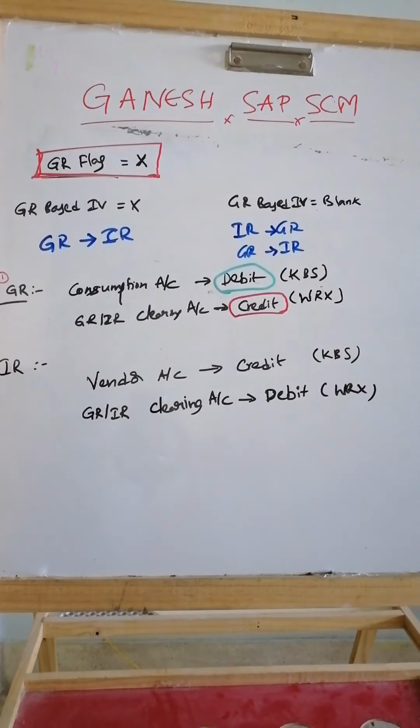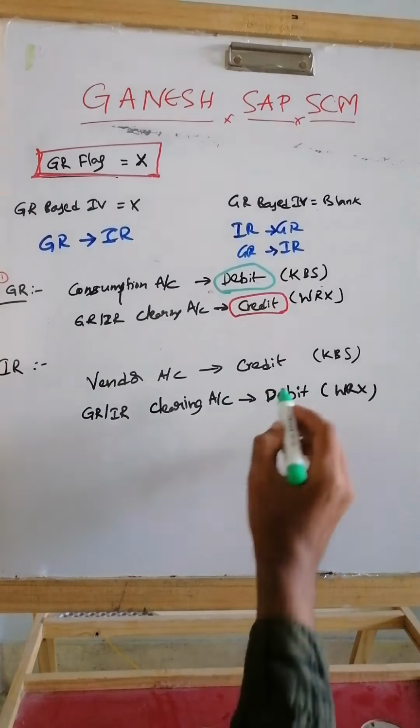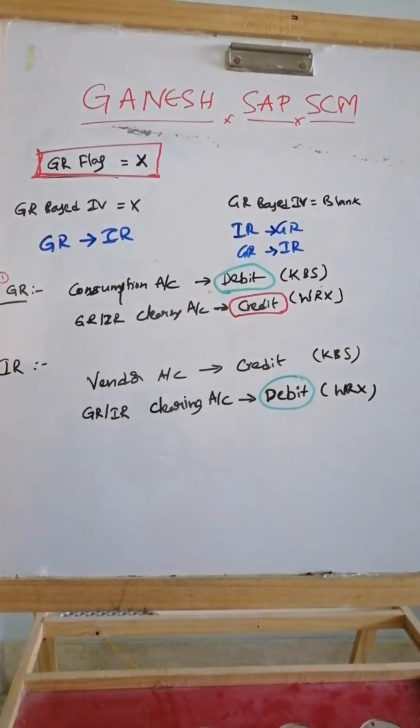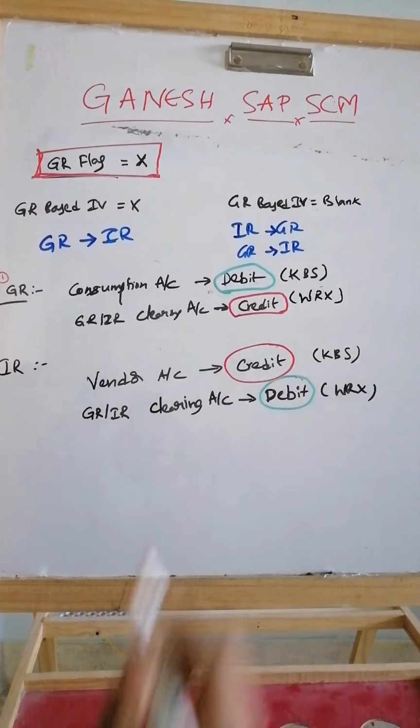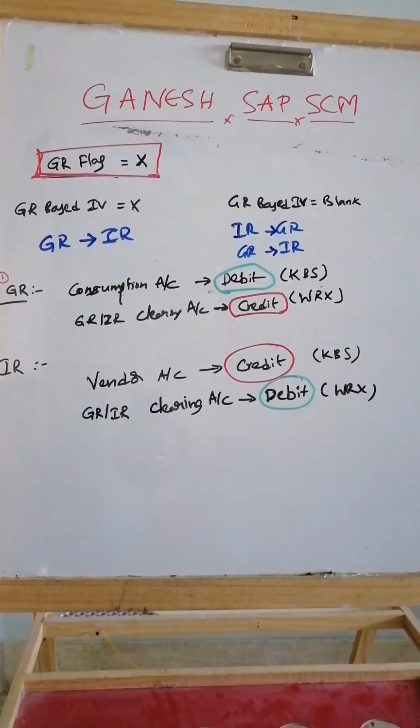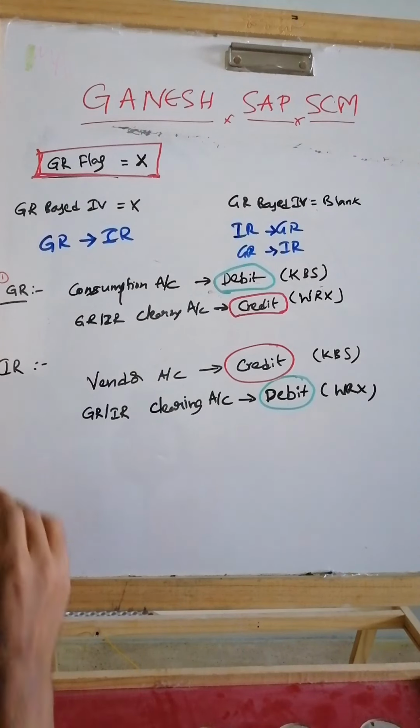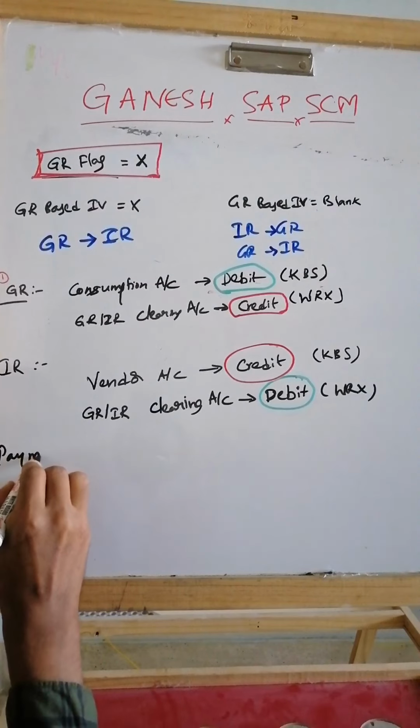The vendor account will come from the vendor master reconciliation account. When you create a vendor master, you will see the reconciliation account, right? That will come. So GR/IR clearing account debit, and I'm giving red color for the negative sign and green color for the positive sign. So vendor account credit. So payment I don't have to explain, most of you know, maybe I can just mention.